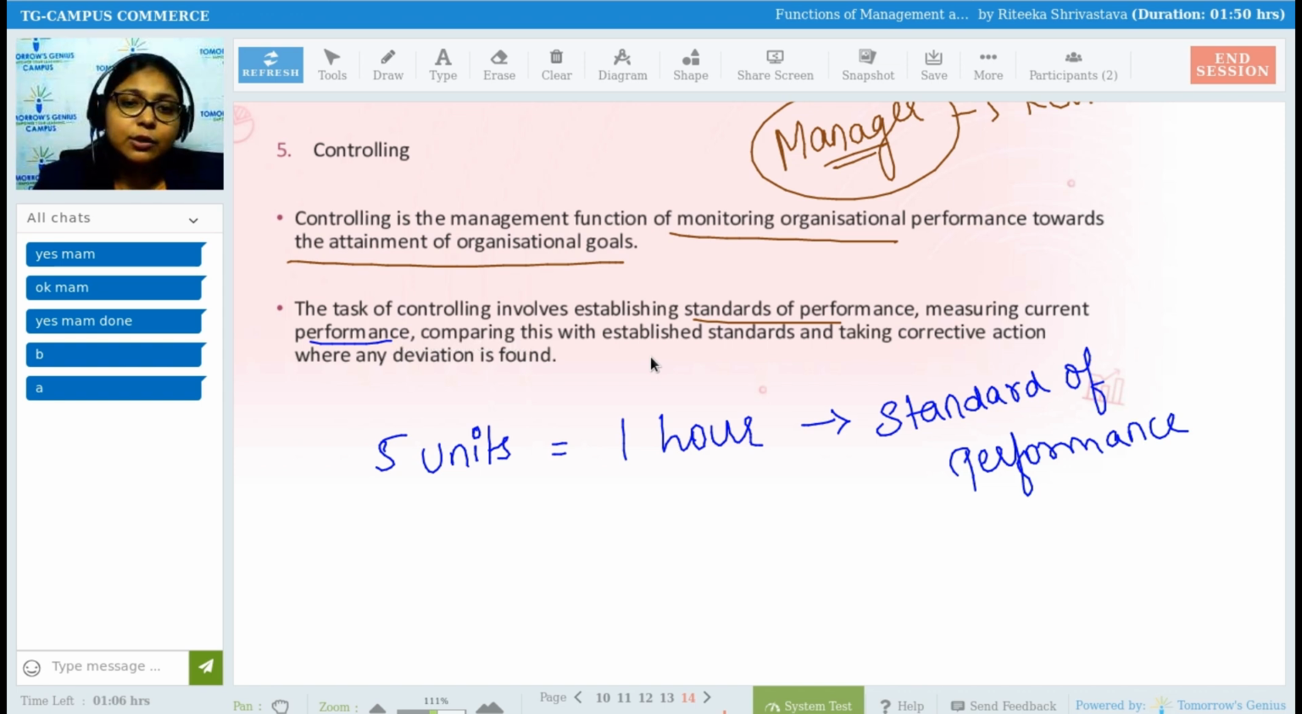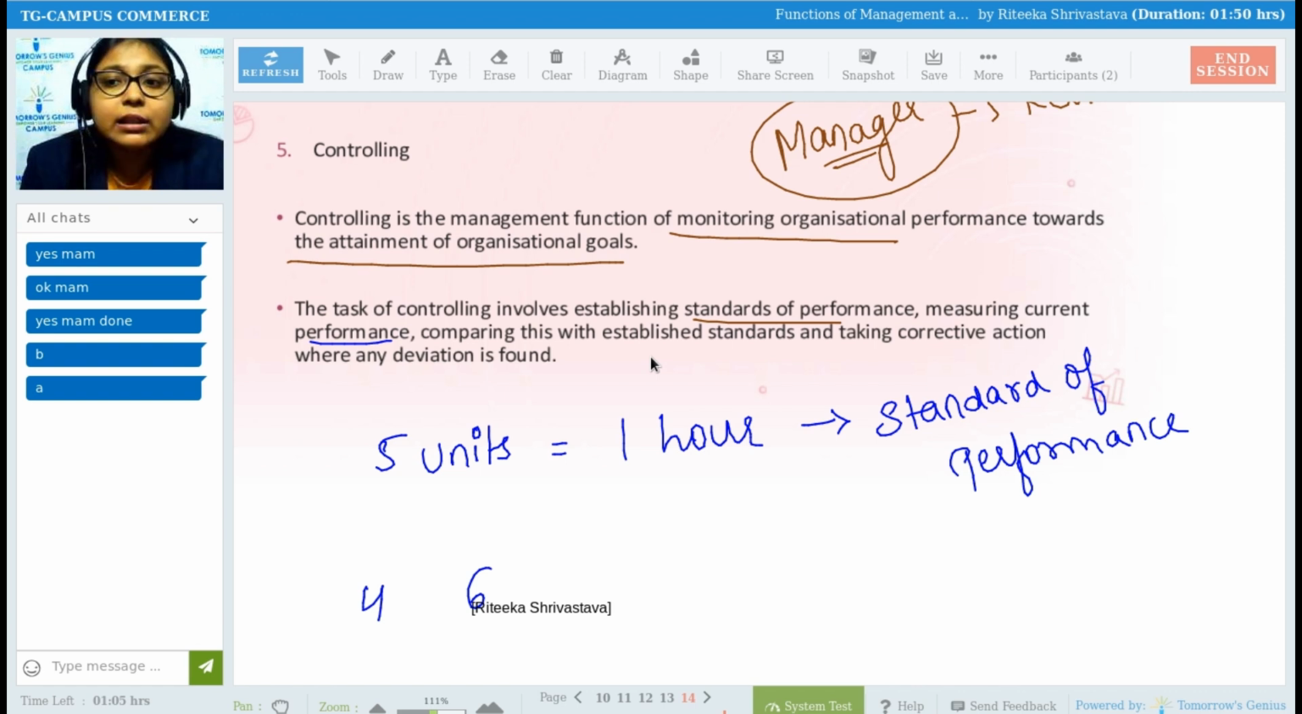So it is the responsibility of a manager to set the standard of performance, and measure the current performance, that is, how much the workers are producing. If I have said you all that you all have to produce 5 units in 1 hour, then it is my responsibility to check how much you are producing at present. Mridula might be producing 4 units, Parinita might be producing 6 units. So I will keep a check on it.